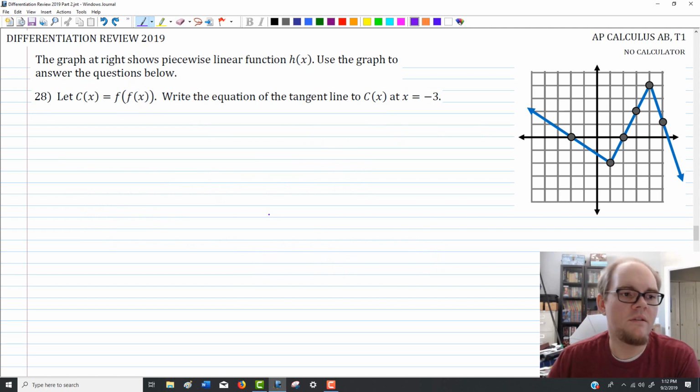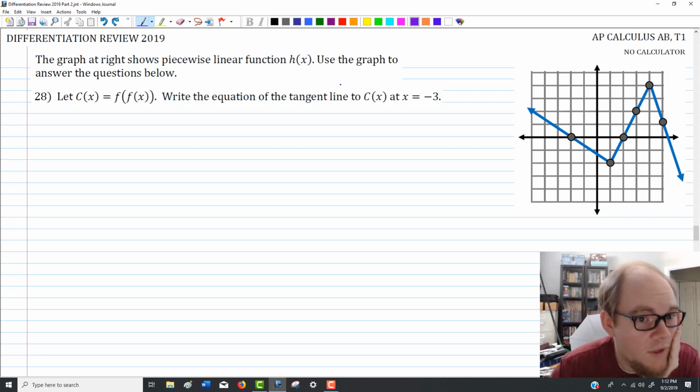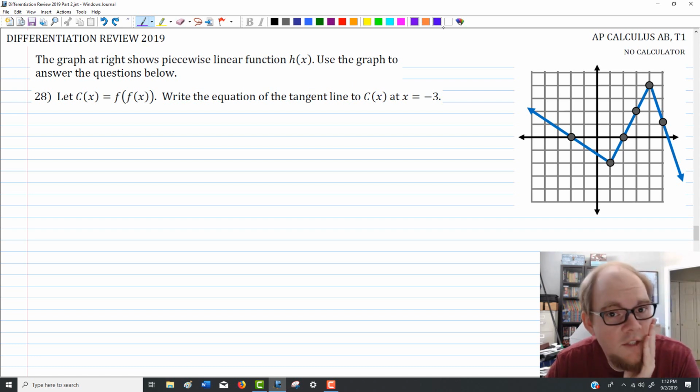Okay, next, 28. 28 says to let c of x equal f of x, and it wants us to write the equation of the tangent line to c at x equals -3. So there's going to be a whole lot of issues that come with this. This is going to be challenging computationally, not necessarily conceptually. So we got a little bit of work to do here. So let's jump in there. I think we can handle this.